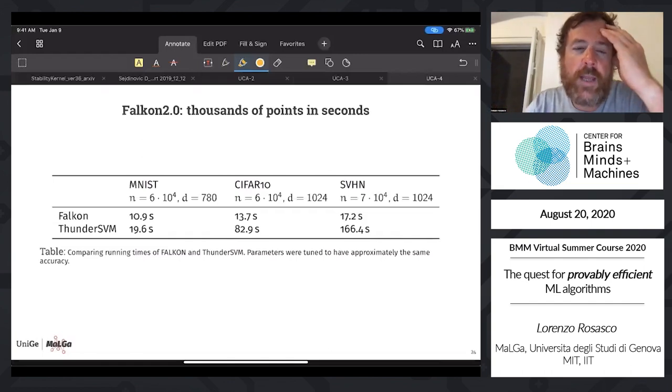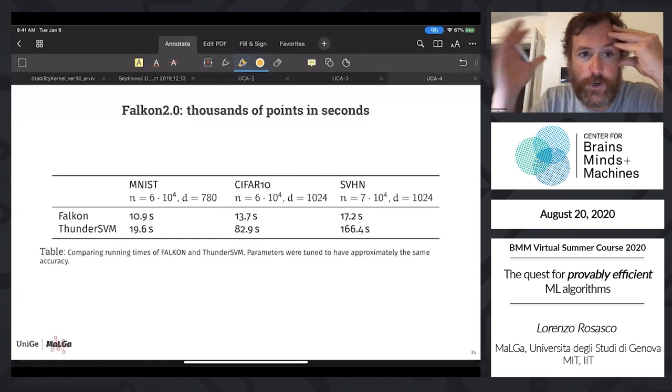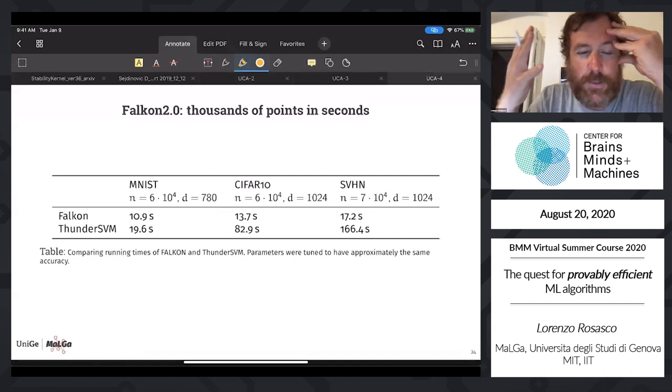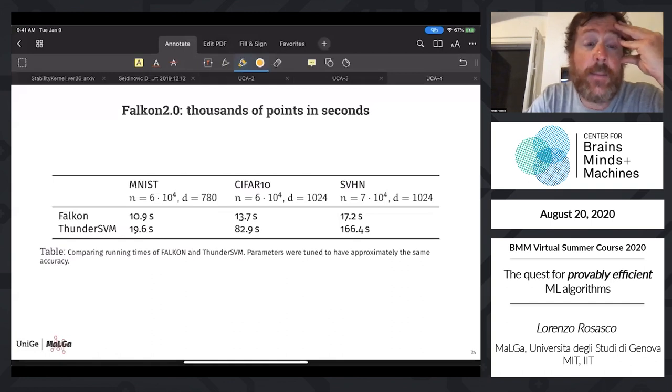So I think the bottom line is that there are a lot of problems where one doesn't even try kernel methods because you cannot run them. The classical folk wisdom is that once you get to 30,000 points, 50,000 points, you just cannot run an SVM-like algorithm. And if you just go on scikit-learn and you download an SVM, that's pretty much the case, okay? There are libraries available that allow you to scale it a bit more, okay?